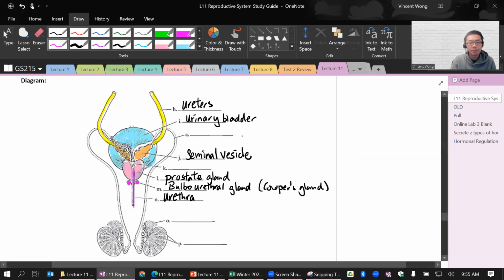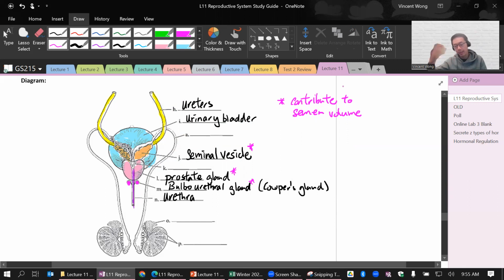Okay, so let me put a few stars here. Seminal vesicle, prostate gland, bulbourethral gland. They contribute to semen volume. Most of the secretions are basic, as in high pH, because the vagina is acidic, low pH there. So you need to neutralize the acidity, otherwise it would kill the sperm.